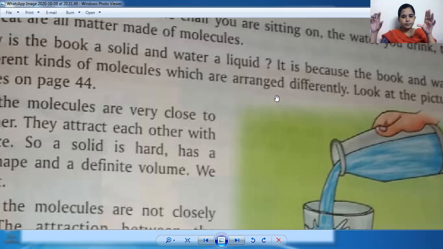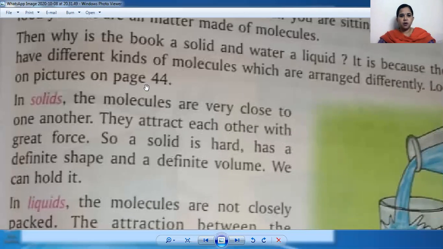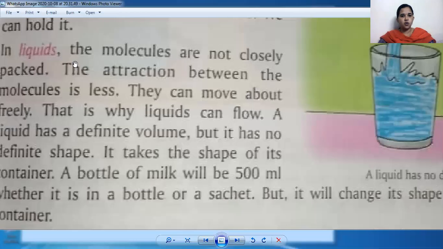What we said is that the intermolecular space in solids is very less. They are tightly packed, isn't it? And the molecules present in liquids are loosely packed. Depending on that, we differentiate between a solid and a liquid. And look at the pictures on page number 44. In solids, the molecules are very close to one another. They attract each other with a great force.